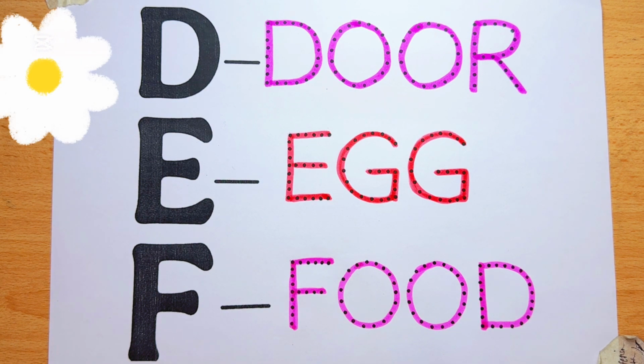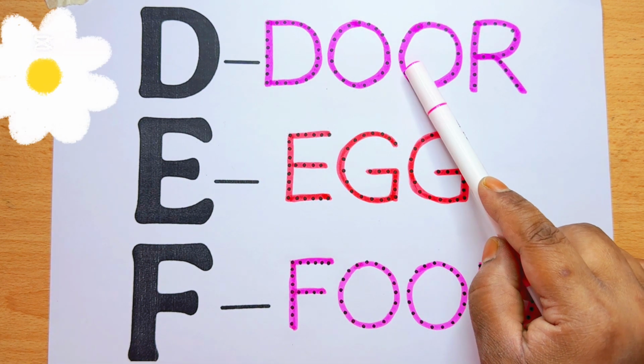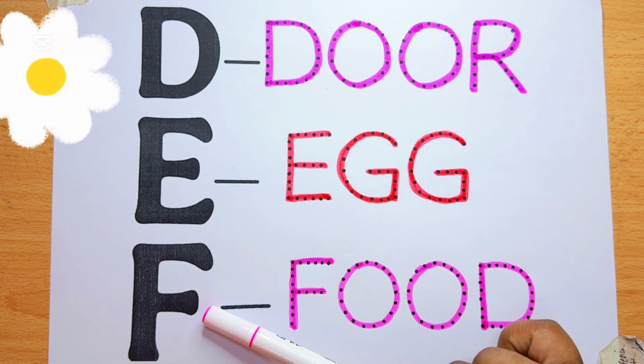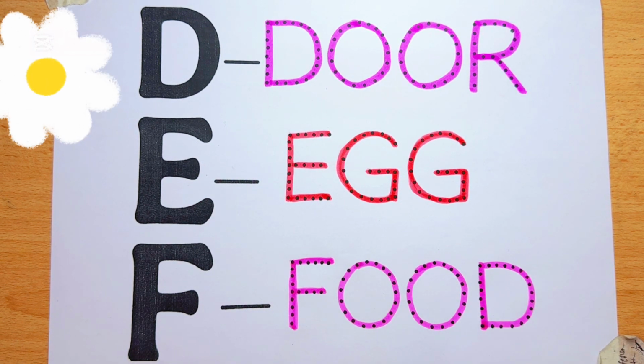Now let's revise again. D for door, E for egg, F for food.